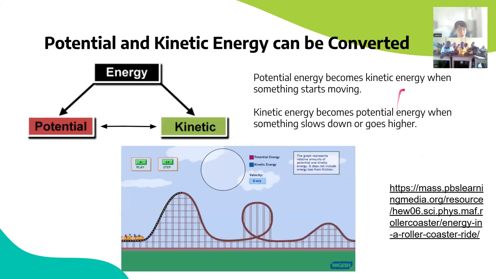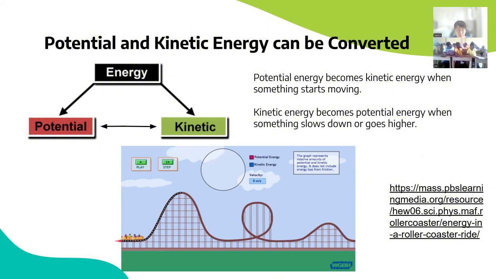We also talked about how potential and kinetic energy can be converted. So potential energy becomes kinetic energy when something starts moving, and kinetic energy becomes potential energy when something slows down or goes higher. There is a classic example with a roller coaster.